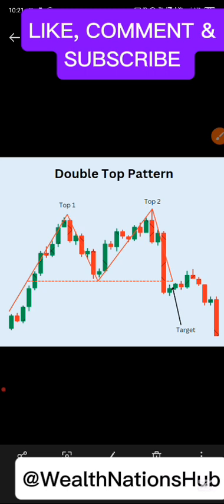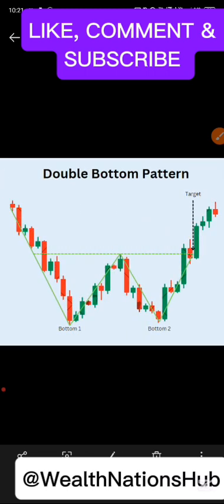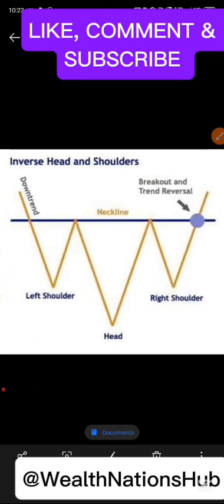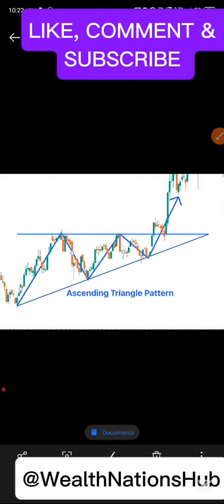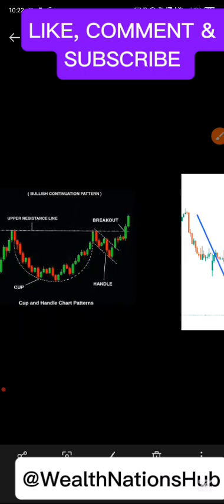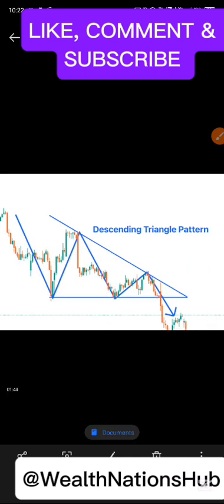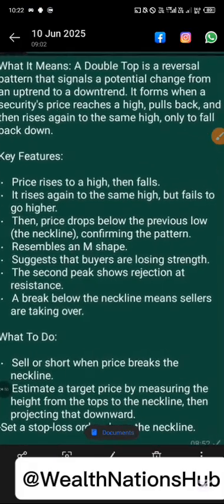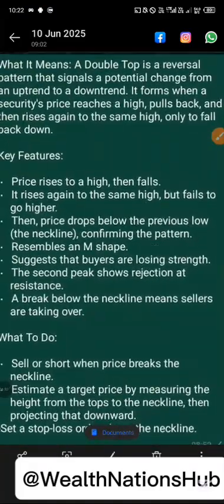So you can see today we are going to be starting from the double top pattern. As you can see, we are going to be seeing the double top pattern, double bottom pattern, inverse head and shoulders, ascending triangle pattern and descending triangle pattern, and several other patterns that you need to know. I'm talking about the double top pattern.